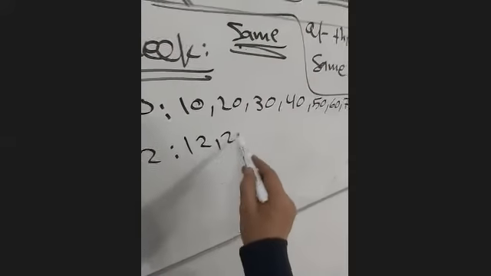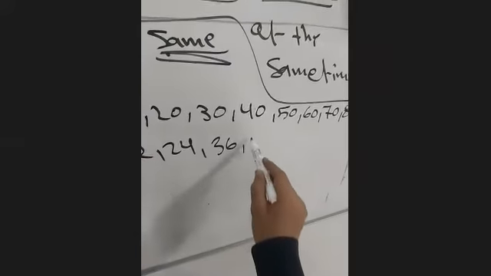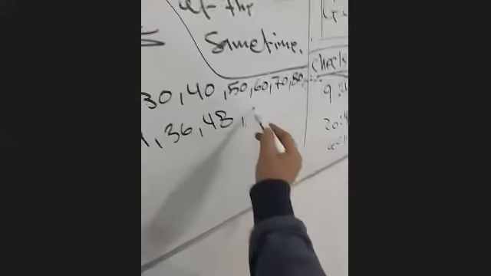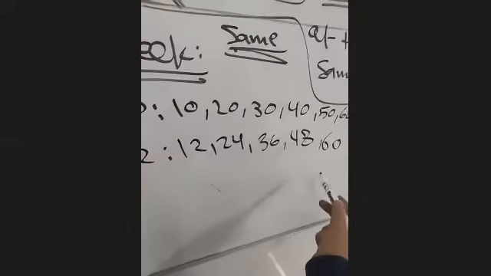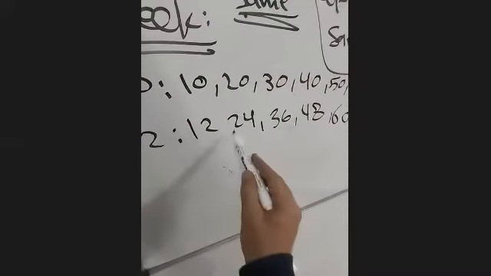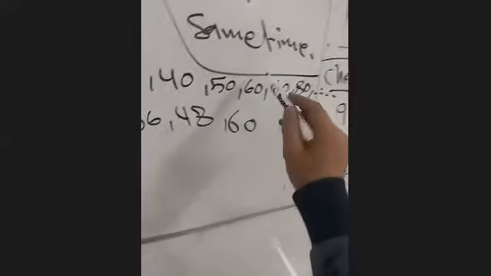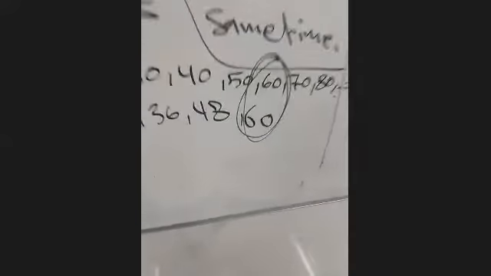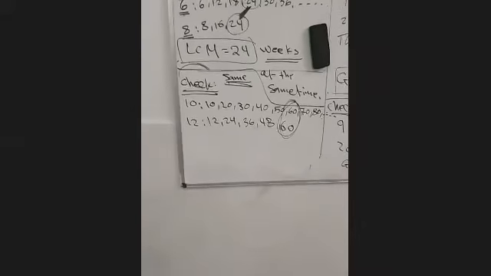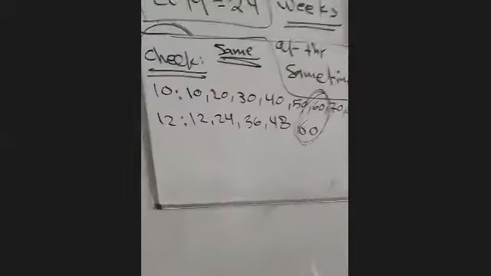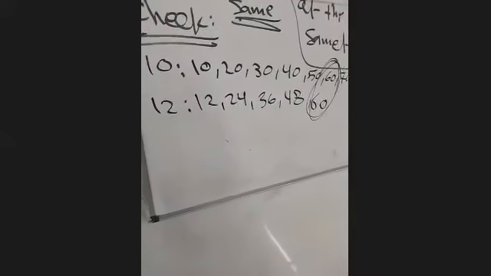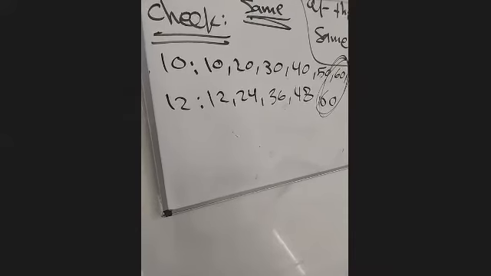What are the multiples of 12? 12, 24, 36, 48, 60. Excellent. Mister, you wrote 124. Where? No, this is 48. 60, right? Now, the first common multiple is what? 60. It's 60. So the LCM is 60.